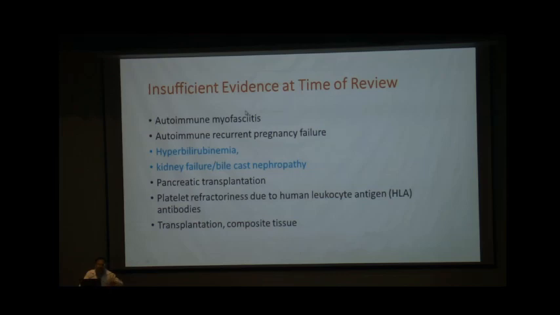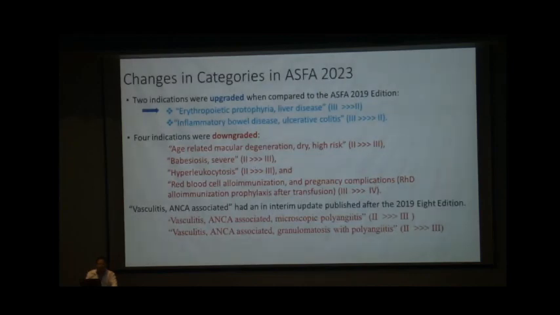After 4 years, in the next edition we may see hyperbilirubinemia and kidney failure with bile cast nephropathy. So what are the changes in the categories? Two indications were upgraded, especially erythropoietic porphyria and liver disease, previously category 3, now category 2. Inflammatory bowel disease with ulcerative colitis, category 3 to 2, is shifted to category 2. And 4 indications are downgraded. Age-related macular degeneration from 2 to 3.